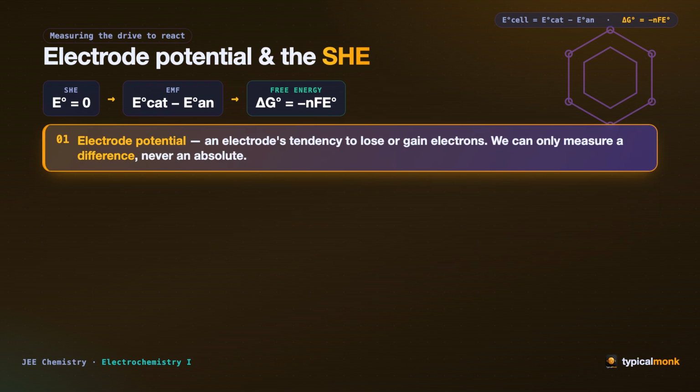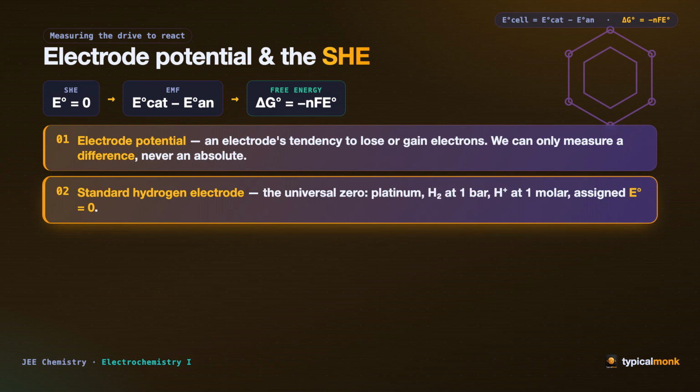Now, how do we put a number on the drive to react? Through the electrode potential. The ribbon holds the anchors. The standard hydrogen electrode at 0, the EMF as a difference, and the free energy. Electrode potential. It is an electrode's tendency to lose or gain electrons. And here is the catch. We can only ever measure a difference, never an absolute potential on its own.